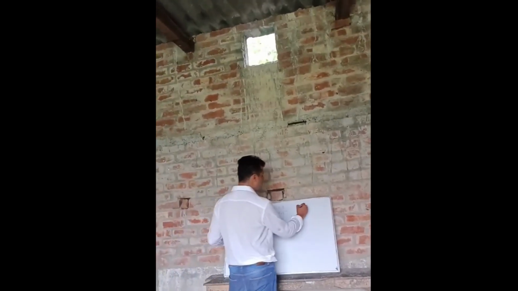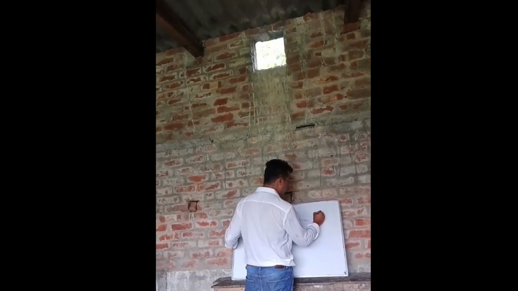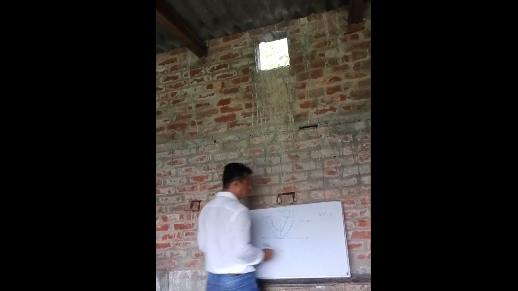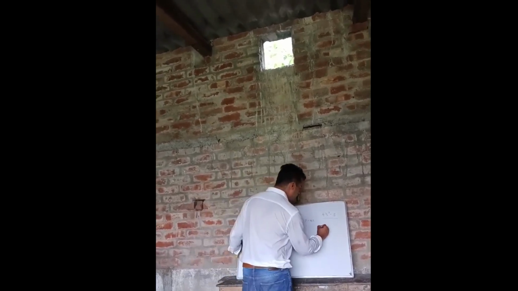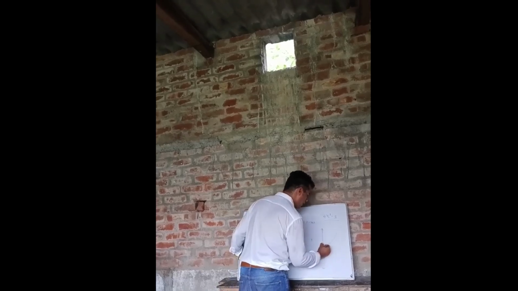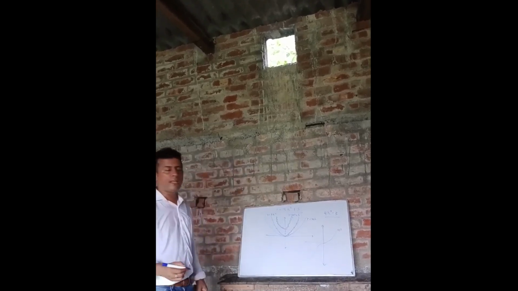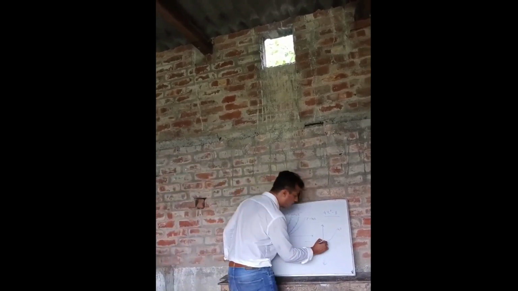If someone says, okay, give me x cube, 4x cube minus 3. And this graph is the x cube graph. This graph is x cube. It will be deeper.